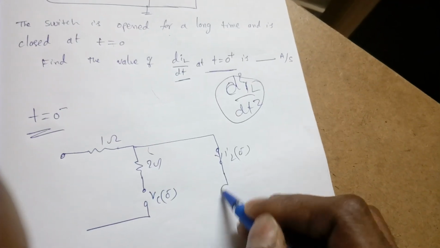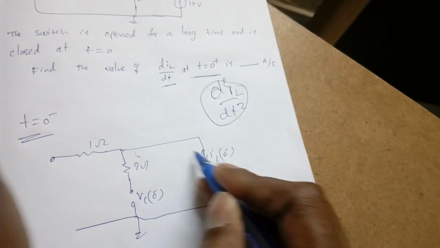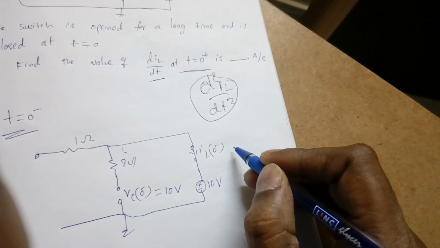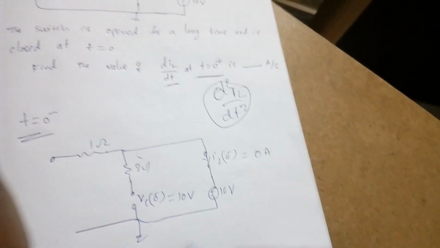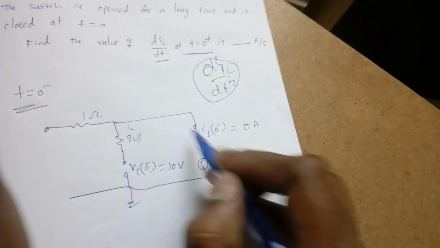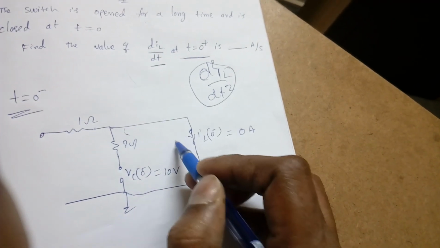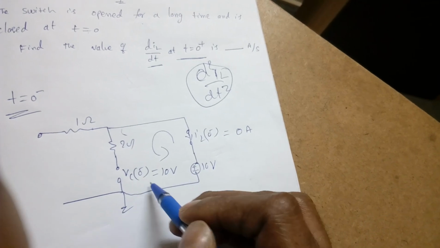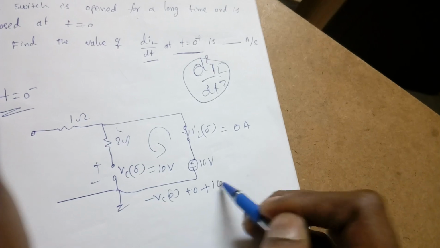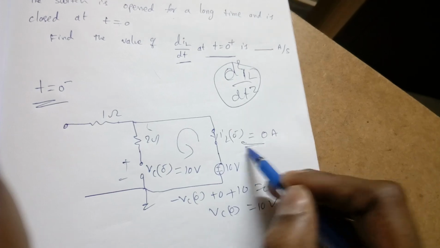Next one, this is a plus minus 10 volts. If you observe, there is no closed path at all. That means Vc of 0 minus is nothing but 10 volt. IL of 0 minus is nothing but 0 ampere. Right? Again I am telling, there is no closed path at all. So whenever there is no closed path, all branch currents are equal to 0. That means when you apply KVL, minus Vc of 0 minus plus 0 plus 10 equal to 0. So Vc of 0 minus is equal to 10 volt. And IL of 0 minus is 0.